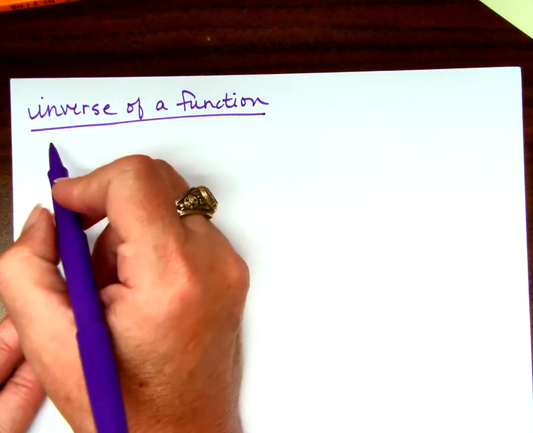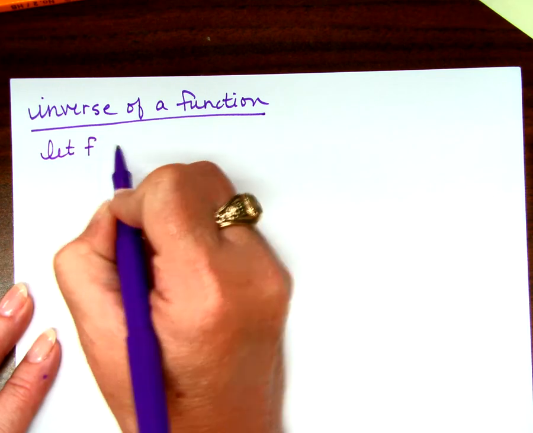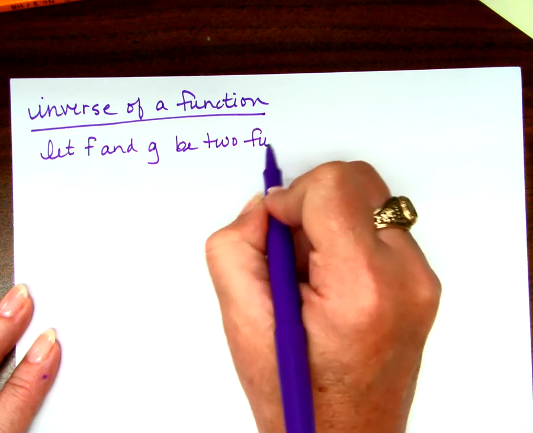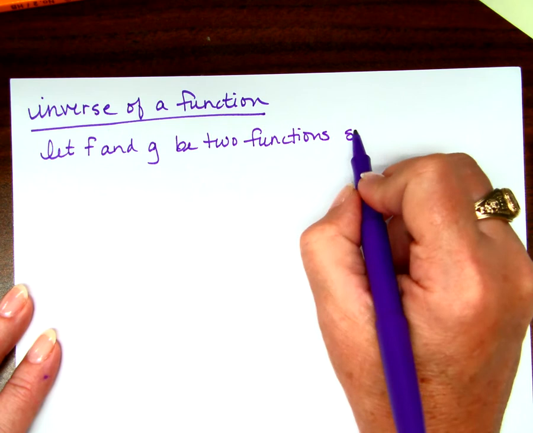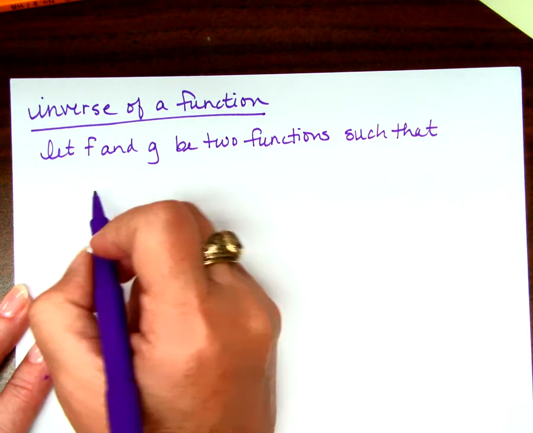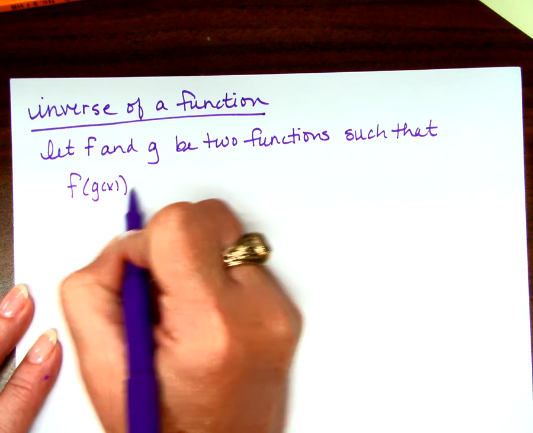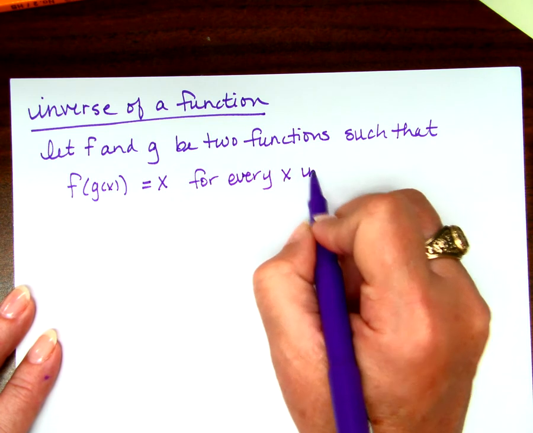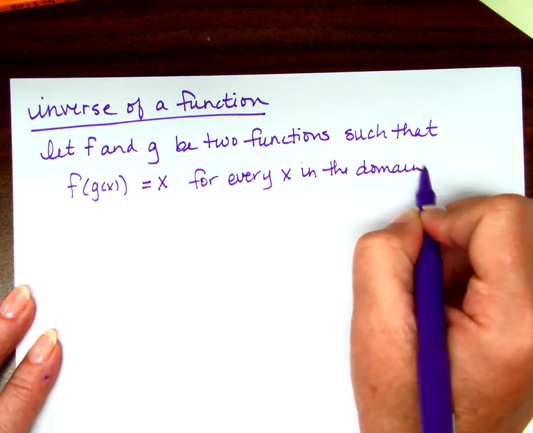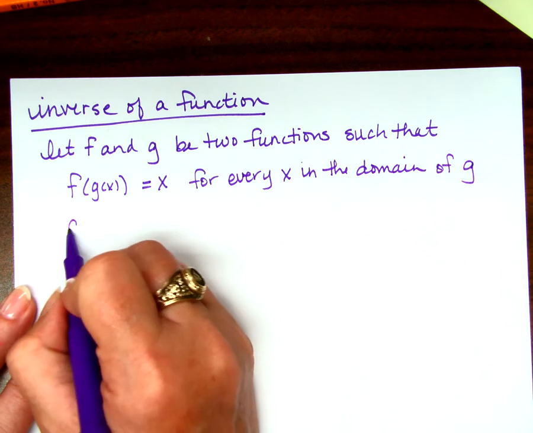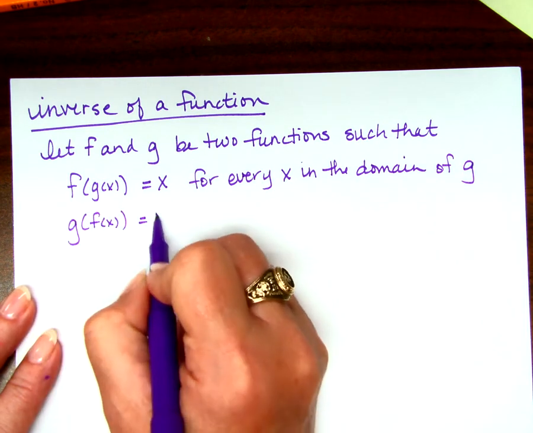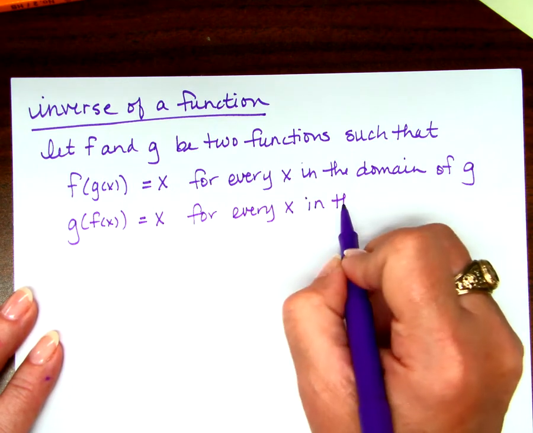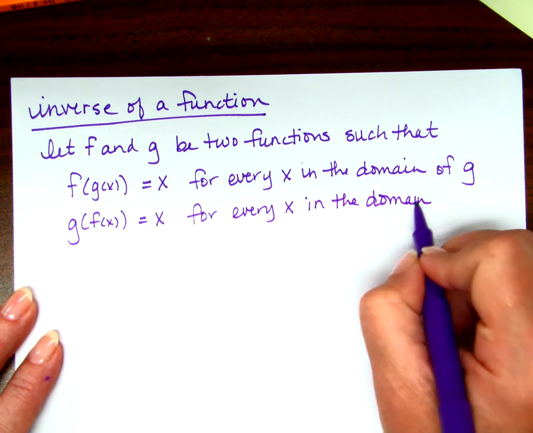Okay. So here's the official words that you need to know. Let f and g be two functions such that f of g of x equals x for every x in the domain of g, and g of f of x equals x for every x in the domain of f.